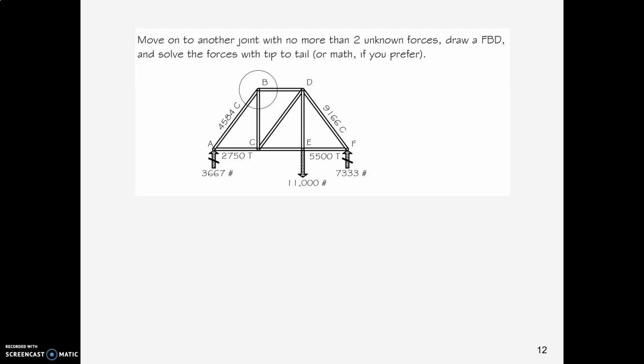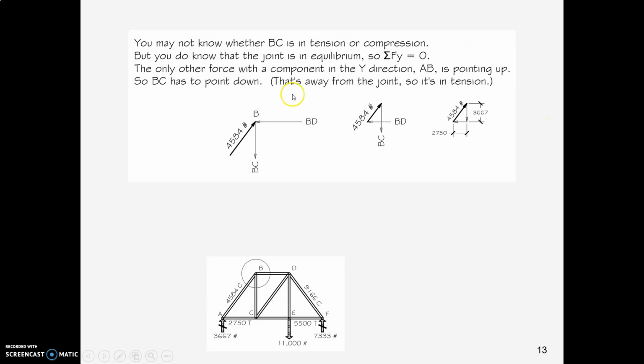This is probably the only candidate I've got, so I'll pick this one. It's got 1, 2, 3 forces. I know one of them, I don't know the others. So there's my free body diagram. Now, in this one, I don't really know what direction to put this vertical arrow. I do know that because this is a truss, which is just a funny shaped beam, the bar at the top of the truss is going to get squeezed. It's going to be in compression.